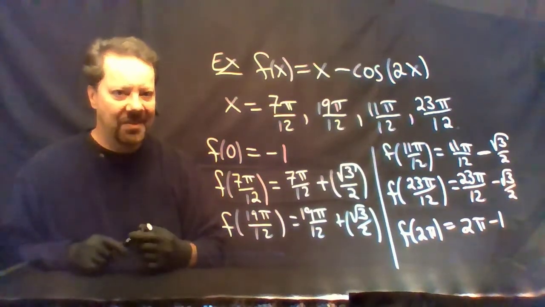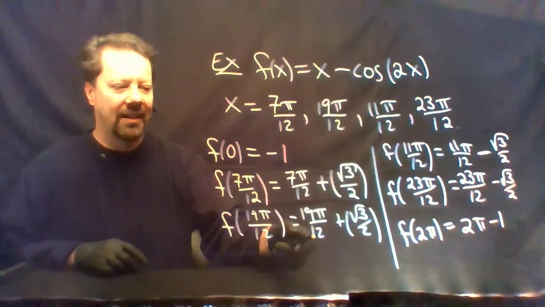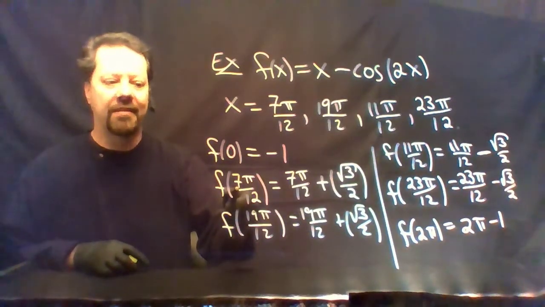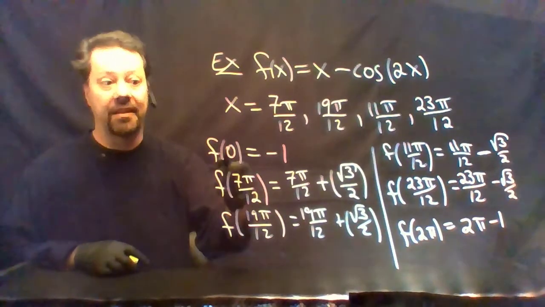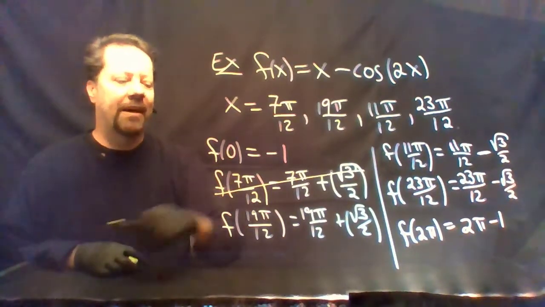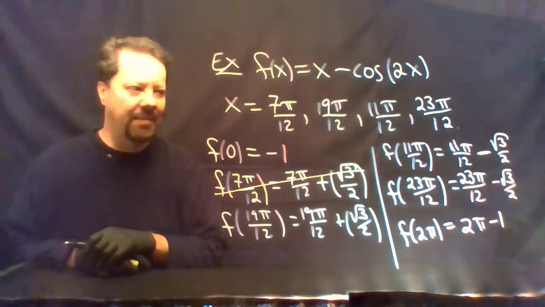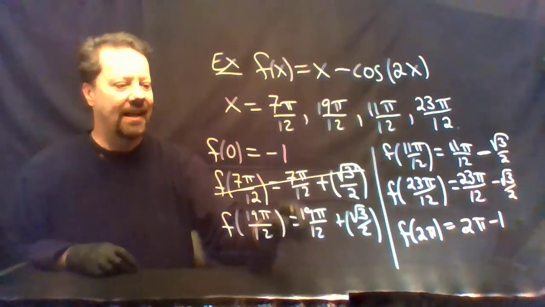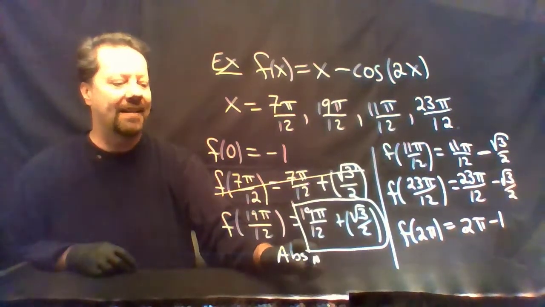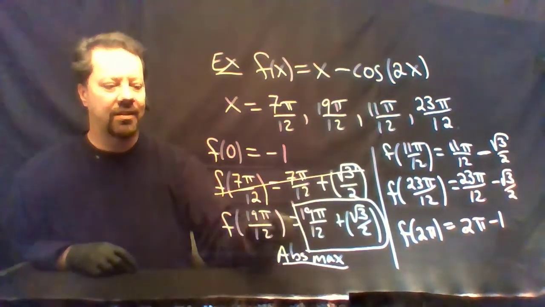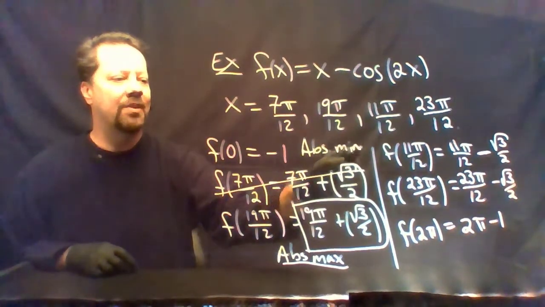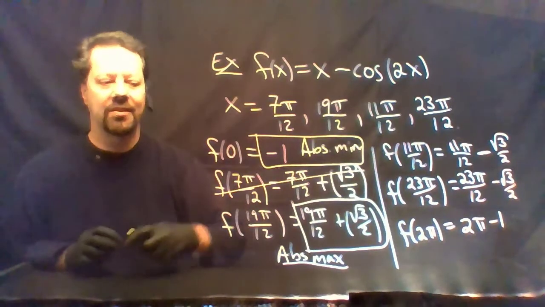Which of these is biggest and which is smallest? Surely the function value at 19 pi over 12 is bigger than the function value at 7 pi over 12, and that's bigger than the function value at 0, so we can tell the value at 7 pi over 12 is neither a maximum or a minimum. You can check that the absolute max occurs at 19 pi over 12, and the absolute min occurs at 0.